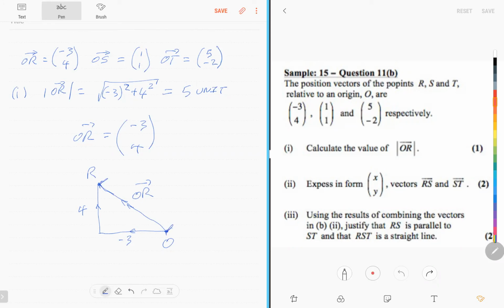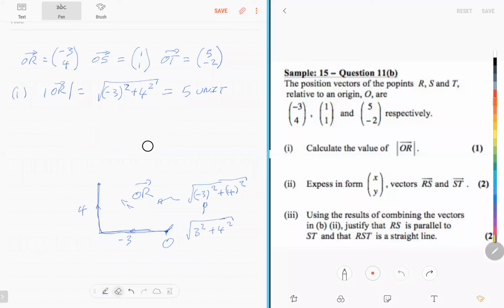If you use Pythagoras' theorem, it becomes the square root of the negative 3 squared plus the 4 squared. In fact, you don't have to put the negative, because in that triangle this length is 3 and this length is 4, so the hypotenuse is the square root of 3 squared plus 4 squared. Oftentimes you don't have to put the negative when you find the modulus, because it comes out positive anyway. So that's how we get the length of that vector.